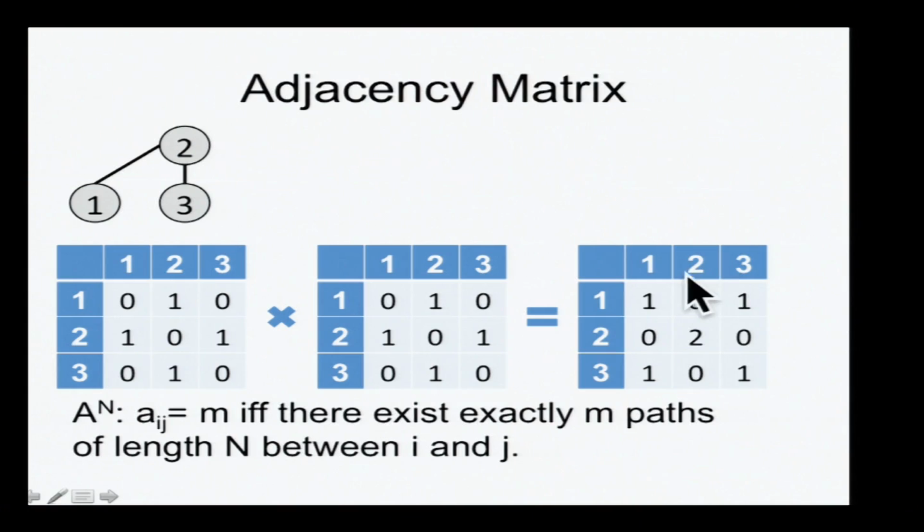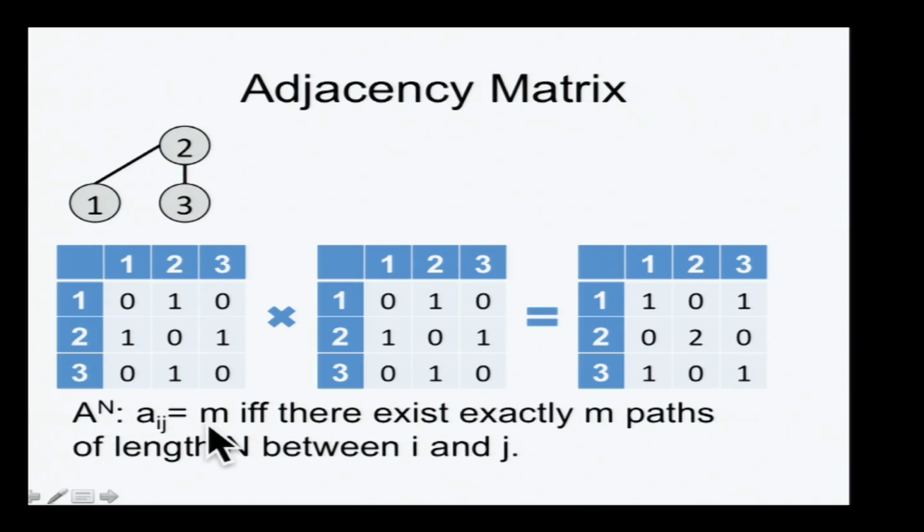So let's see if that works. This claims that there are exactly 2 paths that connect node 2 to node 2. What are those 2 paths? Right. To connect node 2 to node 2, I go here, and I go back. That's a path of length 2, and this is a path of length 2, right? And there are 0 paths of length 2 that connect node 2 to node 3, because 1, 2, I'm not back at 3, right? So that's true in general. A to the n equals m if there exist exactly m paths of length n between those two nodes.